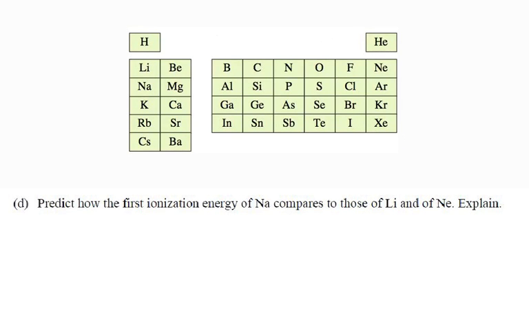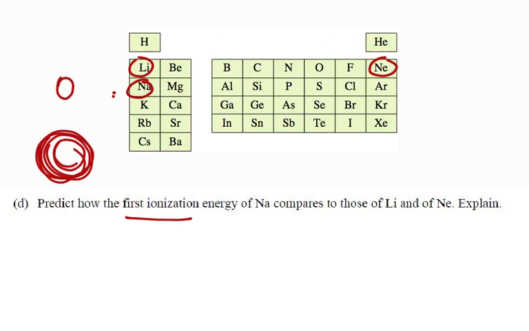Part D, we're going to predict how the first ionization energy of sodium compares to lithium and neon. Well, first ionization energy, the energy to pull off an electron. Sodium is going to be easier than it is for lithium, because sodium has more layers of electrons than lithium does. And since there are more layers, the electrons that we're trying to remove are actually farther from the nucleus than the electrons in lithium. So it's going to be a little bit easier to remove a sodium electron than a lithium electron.